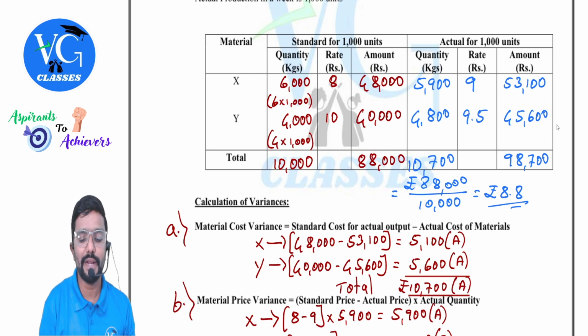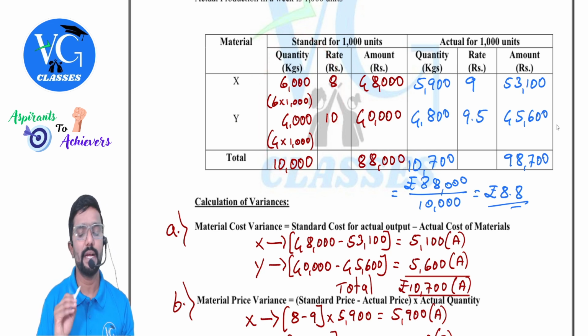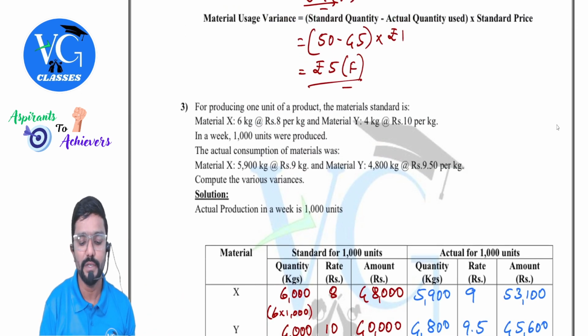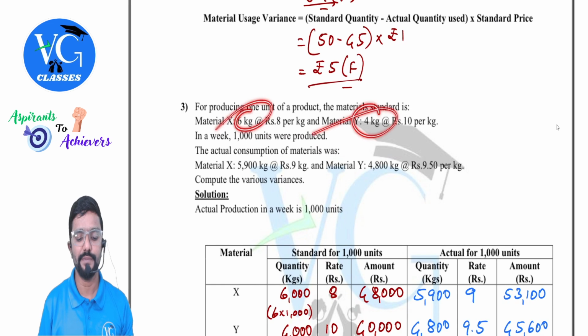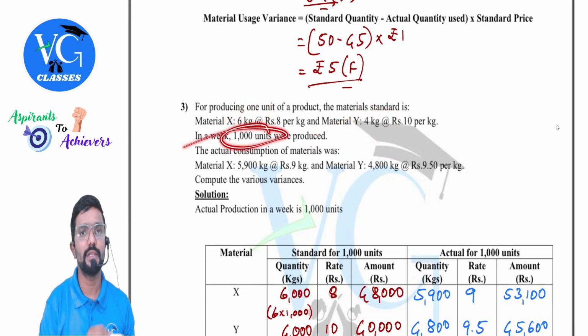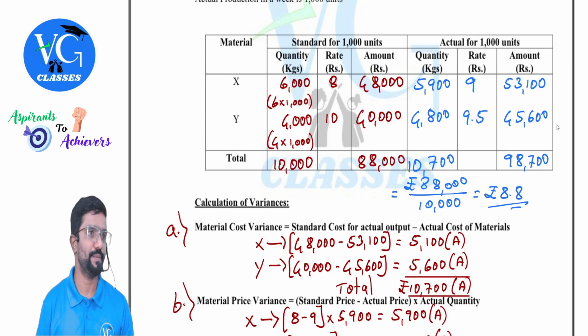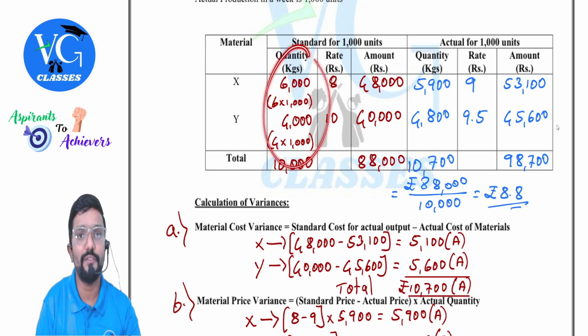There are different kinds of raw material used in the production process. Okay. So you will write first the standard quantity. Guys, standard quantity you can see here. Sir, they have given per unit of output 6 kg and 4 kg. And what is the actual output, sir? 1000. Always convert the standard data for actual output. Clear? So that is your first job.